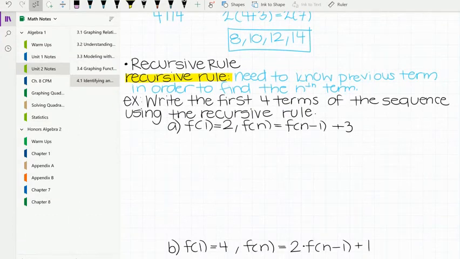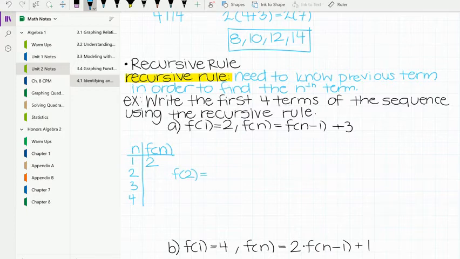I think I know the way that most of you will do it, which is the easier way, which is what I do. But I'll show you how you would plug it in if you wanted to do it that way. So I have the first 4 terms. We're actually given the first term, which is 2. So if you wanted to do it the plug-in way, I would do f of 2, right?